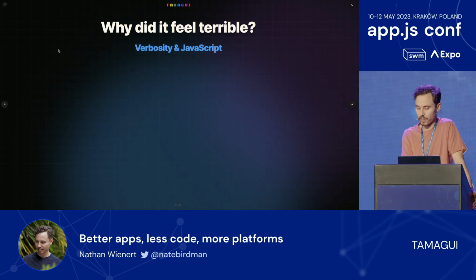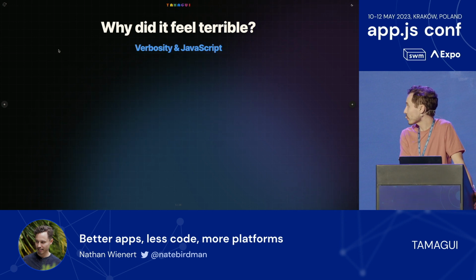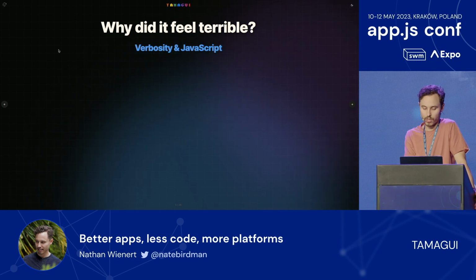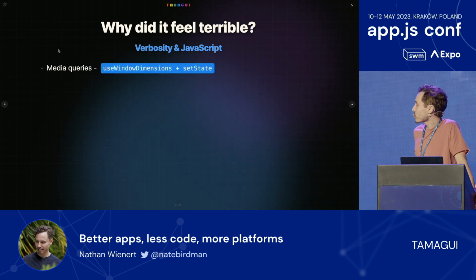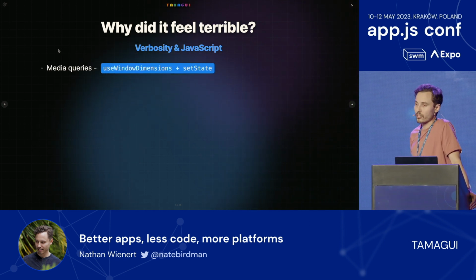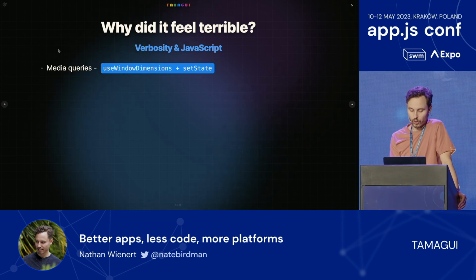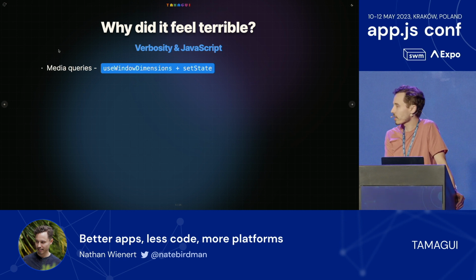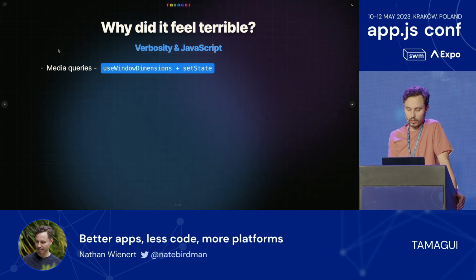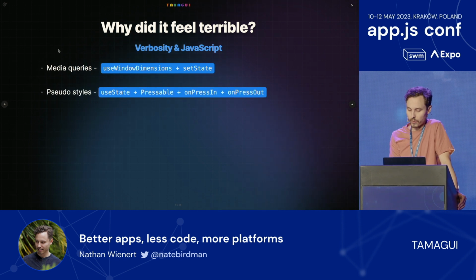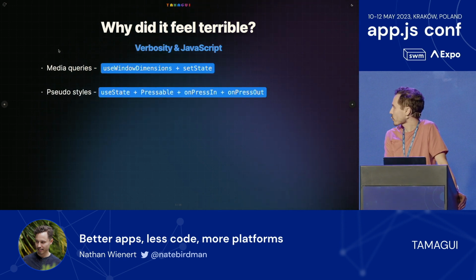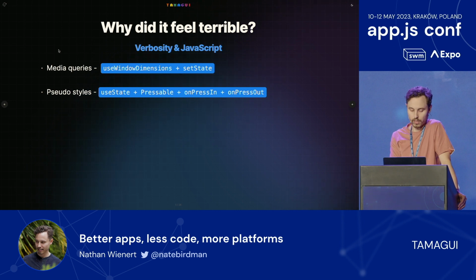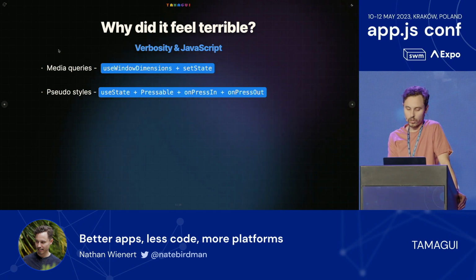It was actually 2 reasons, I think. Not just the fact that it was loading a lot of JavaScript, especially on the web, where it's a lot more sensitive to that sort of stuff, but also because implementing a lot of features that in CSS are very natural were actually quite cumbersome on native. So media queries, I was having to write a hook and a set state and thread a lot of state around. Same thing with pseudo styles or interactive styles, like hover and focus and press events. You have to write quite a bit of code.